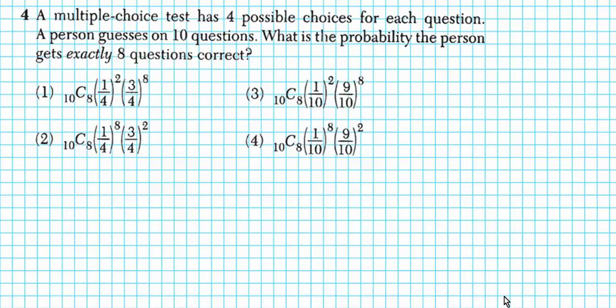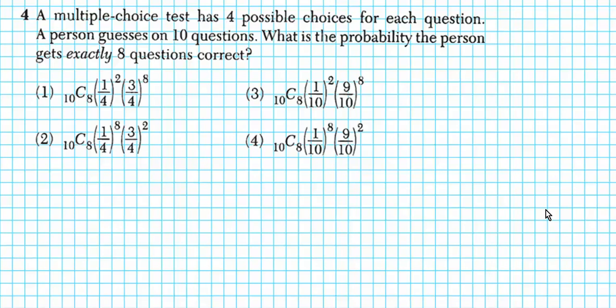It says, a multiple choice test has 4 possible choices for each question. A person guesses on 10 questions. What is the probability that the person gets exactly 8 questions correct? Now, this is a binomial probability question.